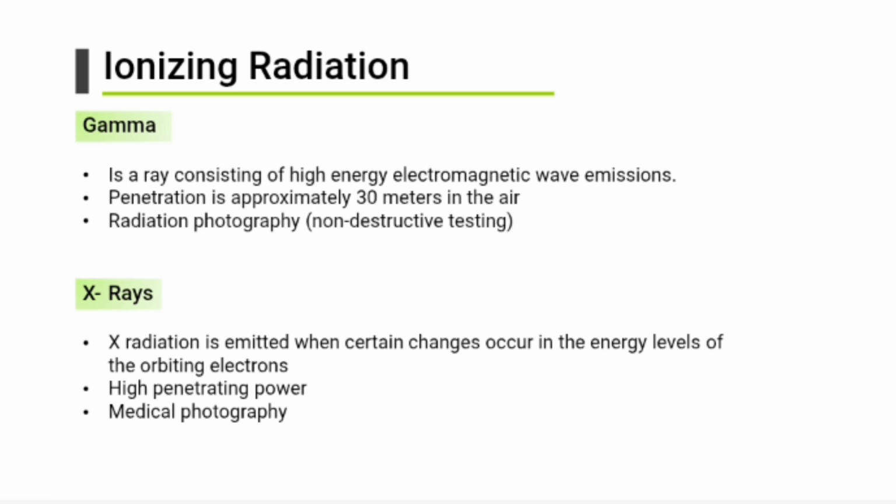Gamma radiation constitutes high-energy electromagnetic wave emissions, distinguished by its deep penetration of approximately 30 meters in the air. This type of radiation is instrumental in applications like radiation photography, particularly in non-destructive testing scenarios. X-rays, on the other hand, are emitted during specific changes in the energy levels of orbiting electrons. With high penetrating power, X-rays can traverse various materials, making them invaluable in medical photography for diagnostic purposes.